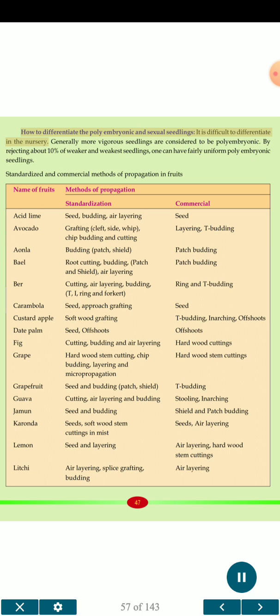47. How to differentiate the polyembryonic and sexual seedlings. It is difficult to differentiate in the nursery. Generally more vigorous seedlings are considered to be polyembryonic. By rejecting about 10% of weaker and weakest seedlings, one can have fairly uniform polyembryonic seedlings.